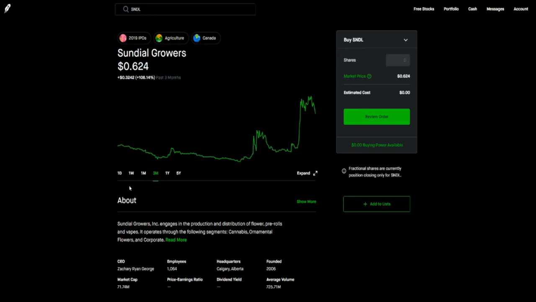And finally, here on my list is ticker symbol SNDL, SNDL Growers. The reason why I'm excited about this one now is because of the news that just came out that the House is actually passing a bill to legalize marijuana at the federal level. I don't know if it's going to go through the Senate yet, but the fact that the House is already starting to do that or start talking about it, I think this is a great opportunity.